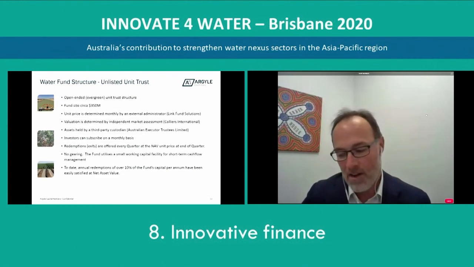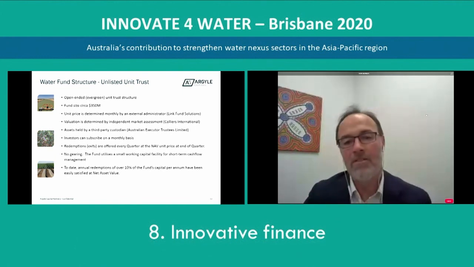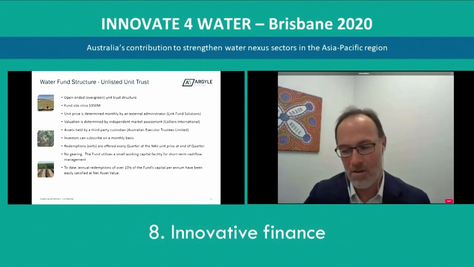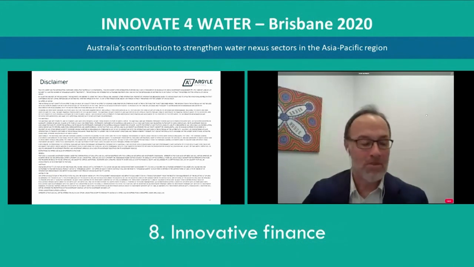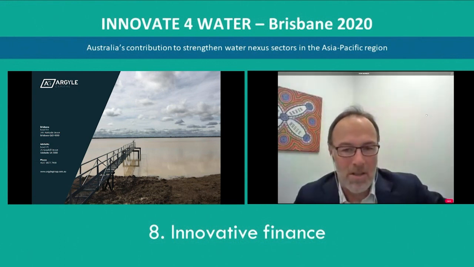The next slide, please. Our fund is an unlisted structure and currently has about $350 million invested. We have a unit price structure with a price determined monthly. We target superannuation funds and high net worth individuals, both within Australia and offshore. Investors can subscribe on a monthly basis and have the opportunity to redeem on a quarterly basis at the net asset valuation at the period of redemption. To date, turnover of the fund has represented about 5 to 10% of the capital each year, and we've been able to satisfy our investors' requirements for liquidity quite readily.